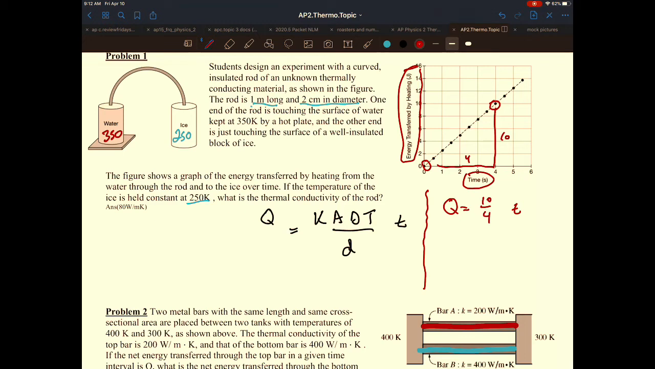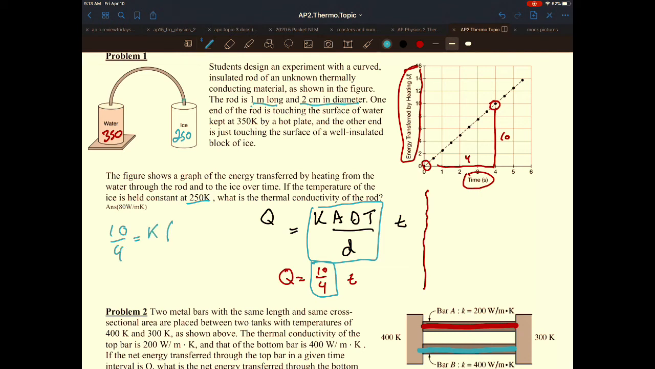So here's our equation for Q using our graph. Knowing the equation for Q, let's map them together. So right now it says that the information 10/4 equals all this stuff right here. So we can go ahead and fill out 10/4 equals kappa, which is what we want to know.